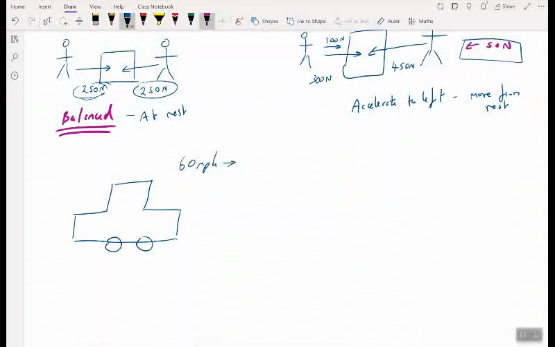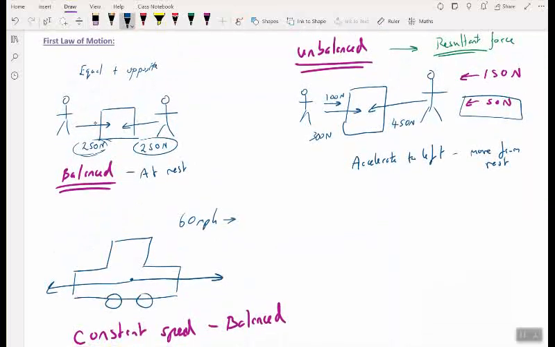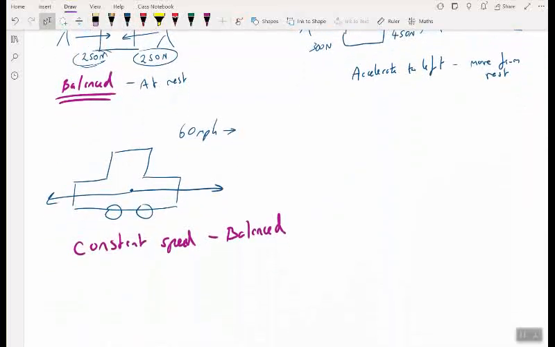If it is going at a constant speed, it is still balanced. The forces are balanced. So whatever force is going forwards, it must be the same equal force going backwards. Now, whenever we label forces, we should always label them coming from the center of the object. And I should take care now, because I'm saying that these forces are the same, so I should make sure that my arrows are the same size.